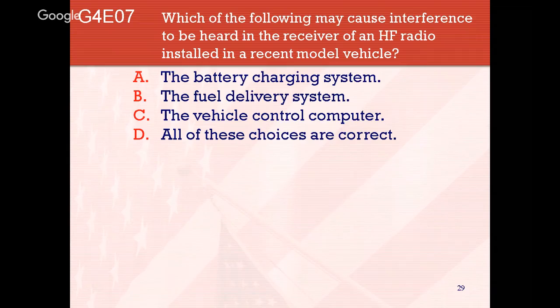Which of the following may cause interference to be heard on the receiver of an HF radio installed in a recent model vehicle? Again, think about this recent model vehicle. If you're getting a pulsing noise, your noise blanker is probably going to clear that up. But if you're getting a different type of noise on there, it could be very much your vehicle control computer causing a problem on there. So with that, we kind of wrap it up a little bit.